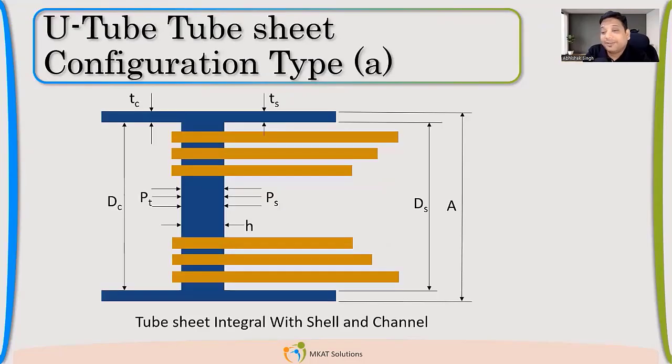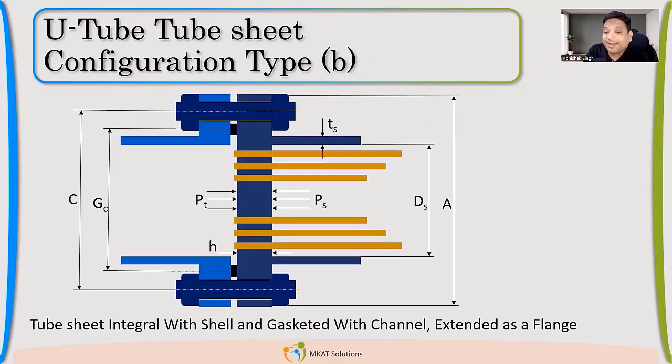So basically all these configurations where the tube sheet is integral with the shell become doubtful for your U bundle. When you are talking about a U-type heat exchanger, all this A, B, C, when it is integral with the channel, that is possible.